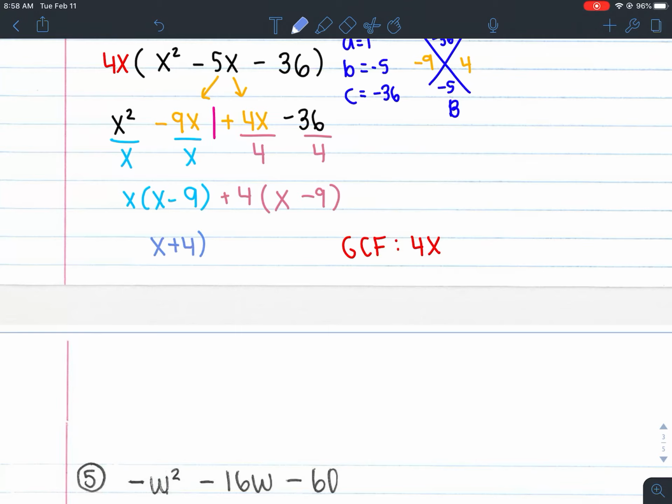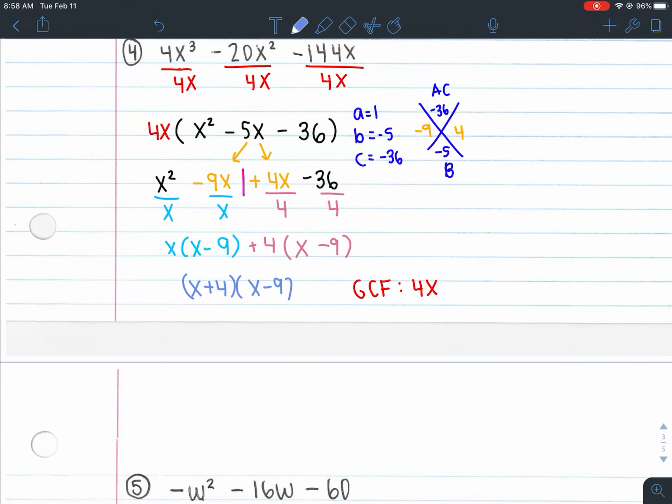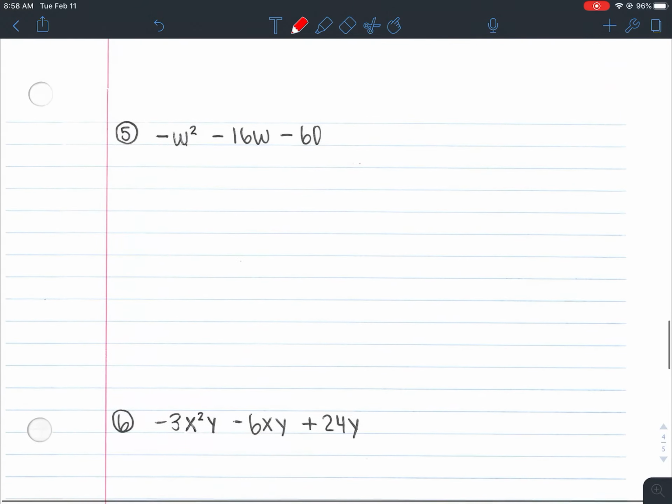So then I have x plus 4 as one of my factors, and x minus 9 as one of my factors. Is this my final answer? No, you want to make sure you have that GCF at the front, because if I distribute, I'm going to be missing, again, a crucial piece of that factored form. All right, moving on. So we have 3 left.